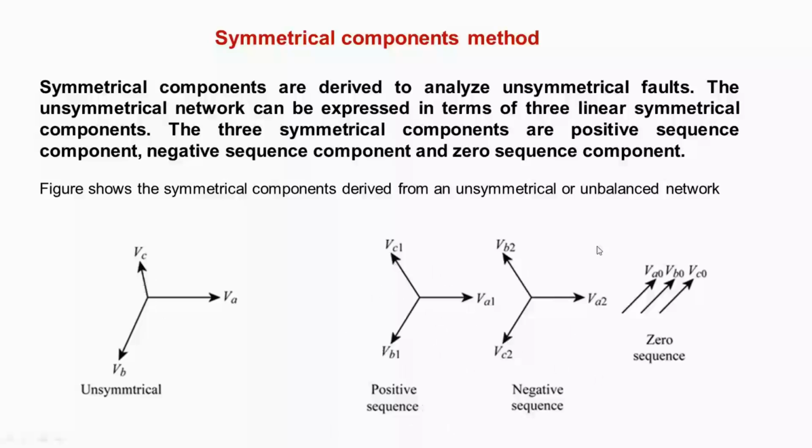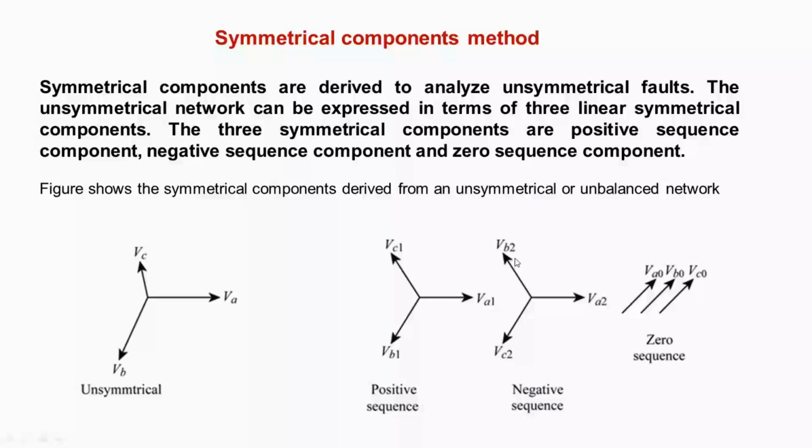Then next one, the negative sequence component. What is the negative sequence component? The negative sequence component also consists of three vectors equal in magnitude, displaced from each other by 120 degrees in phase, and having the phase sequence opposite that of the original vector. Here also the magnitudes are the same. Here the 2 indicates the negative sequence.